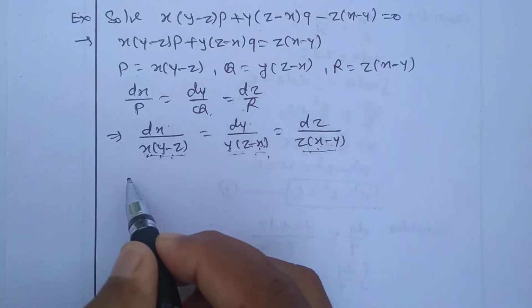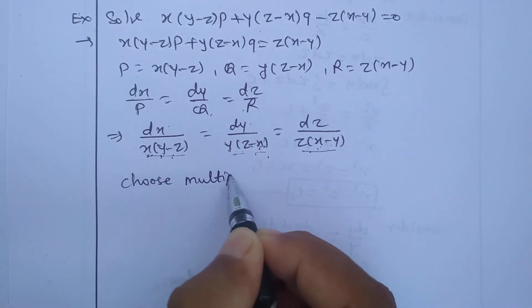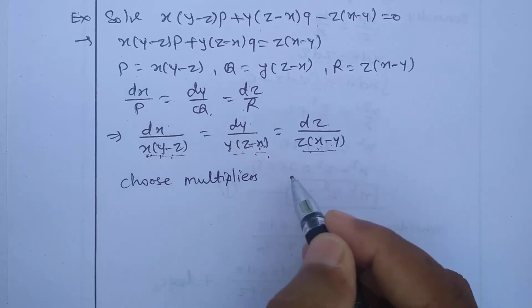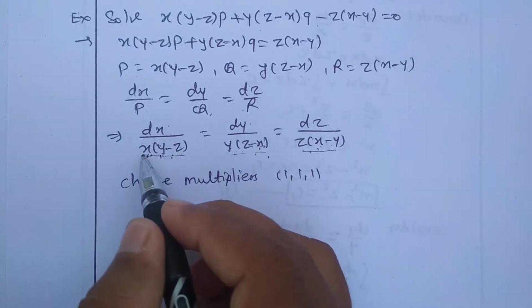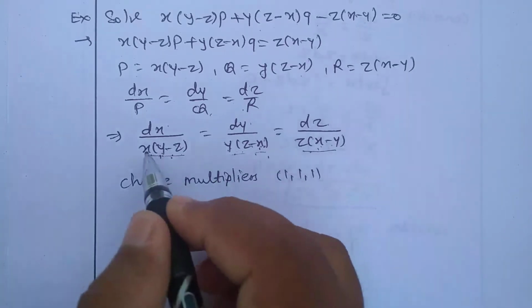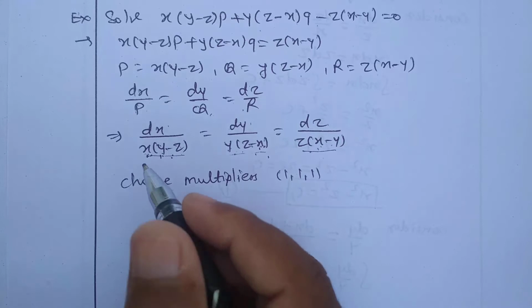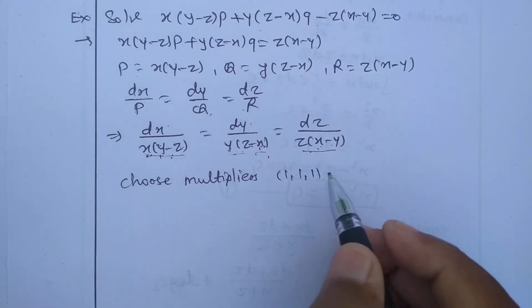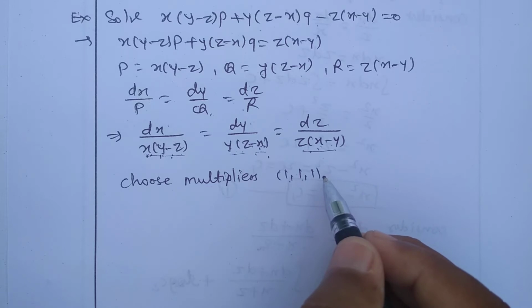That means I can choose the multipliers as 1, 1, 1. There is no need to multiply these terms by anything, that means we multiply by 1, 1, 1. So that's why I am going to choose the first set of multipliers as 1, 1, 1. That means the value of L is 1, the value of M is 1, and the value of N is also 1.